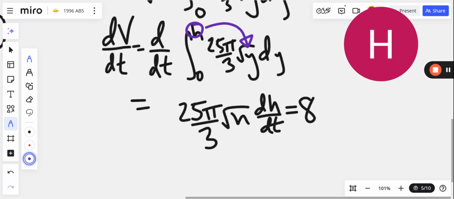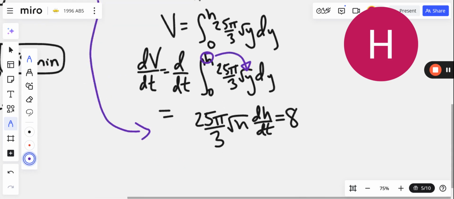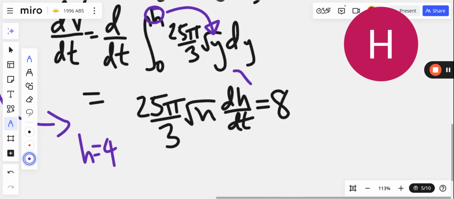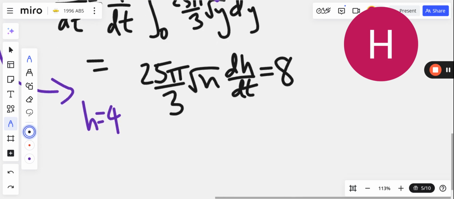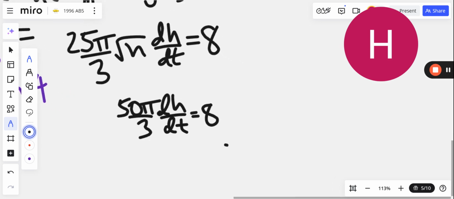Now, at the moment when h equals 4, that's where we're able to use this information. At the exact moment where h equals 4, that's going to determine how fast the height is rising, if we know how fast or how high it is at that moment. So square root of 4 is just 2. This is 50 pi over 3 dh dt equals 8. So then we have to flip multiply everything over there.